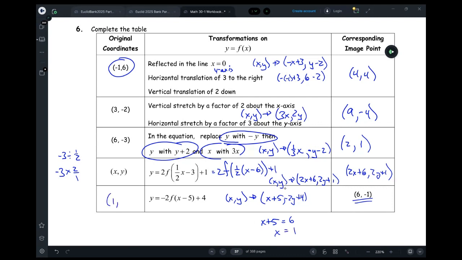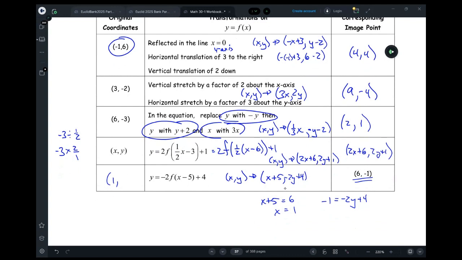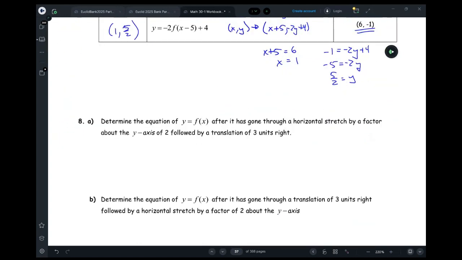To get that negative 1, I have negative 2y plus 4. So I'm going to bring that 4 over. It'll be negative 5. Then I'm going to divide, get 5/2. So the original y coordinate was 5/2. So this question is asking you to go backwards, and you want to be on the lookout for that. It's a very subtle little change in the problem here. The point that I'm going to give you is on the transformed function, not on the original.